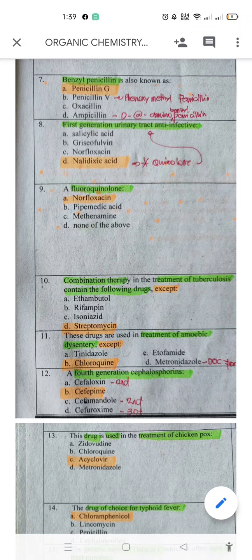Number 10. Combination therapy in the treatment of tuberculosis, which contains the following drug except streptomycin. So your ethambutol, rifampin, and isoniazid are the combination therapy for the treatment of tuberculosis. So the agent responsible for tuberculosis is your Mycobacterium tuberculosis.